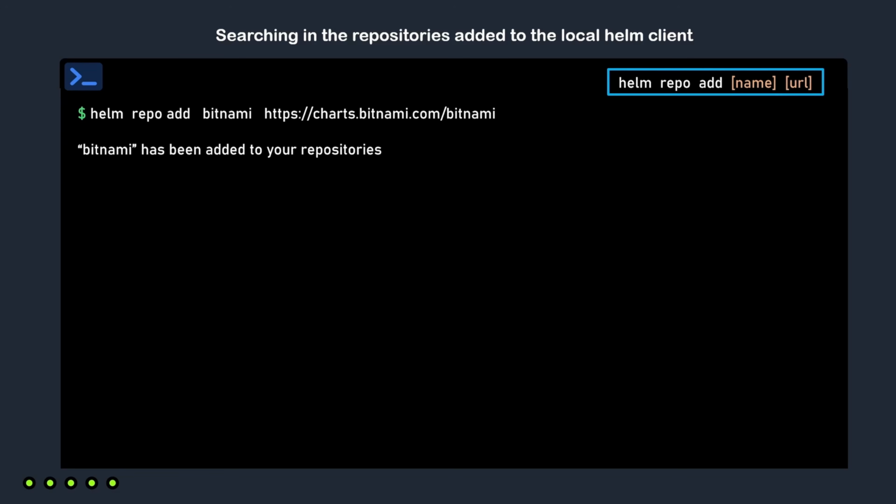If we execute now the helm repo list command, we see that there is a chart repository available and it is called bitnami. So whenever we want to add a chart repository to our local Helm client, we use the helm repo add command, followed by the name and the URL of the repository. And to view all the repositories added to our local Helm client, we execute the helm repo list command.